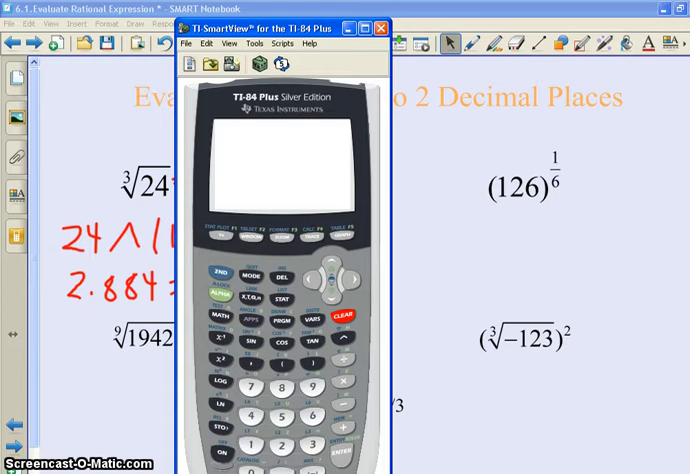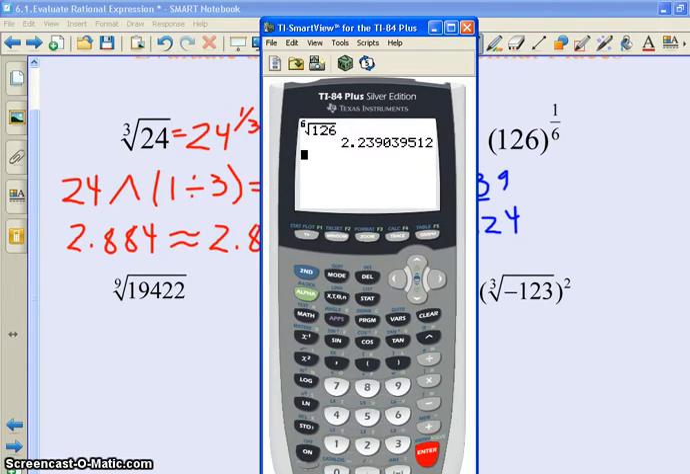We want 126 to the 1/6 power. So again, we can push math. Now again, I forgot that we actually have to enter what root it is. So I'm going to clear and go back and enter 6, because that's the root we want. We go math down to 5, and now you're going to have the 6th root. I'm entering 126, enter, and notice you get 2.239. 2.239 rounded to the hundredths is approximately 2.24.